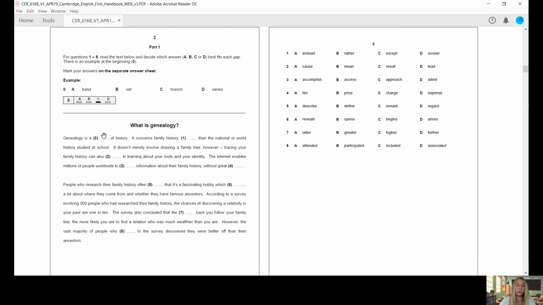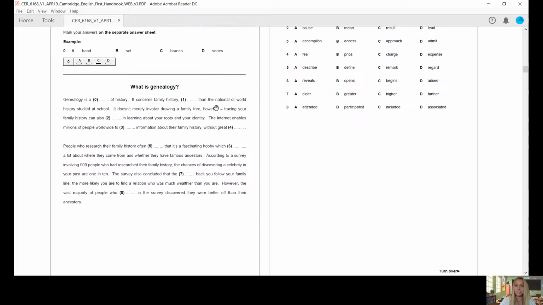The first one is 0. It's an example, so it's done. We know that the answer is C. The rest you need to choose. You've got 1, 2, 3, 4. Which word fits that gap? And don't forget that you need to put your answer on the separate answer sheet. I will look at this answer sheet with you a little later. So on the separate answer sheet, which looks like this.